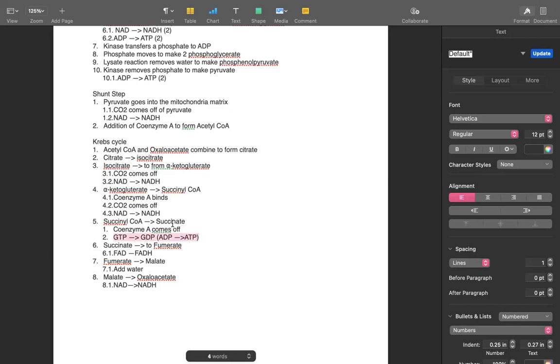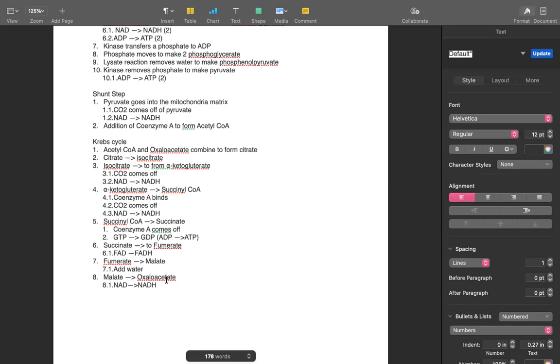So we have succinate now. Succinate, we're going to lose a hydrogen to FAD, and we're going to make fumarate. Fumarate, we're going to add water to make malate. And then from malate, we're going to lose another hydrogen to go back to oxaloacetate. And that oxaloacetate is then going to go back into step 1 again.